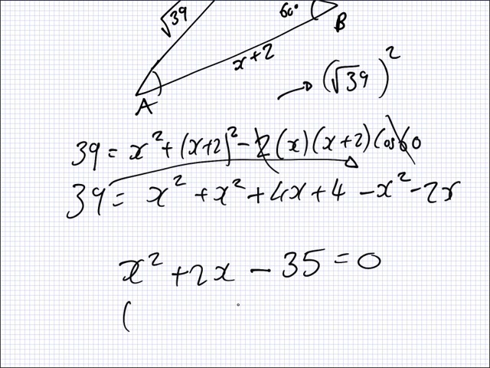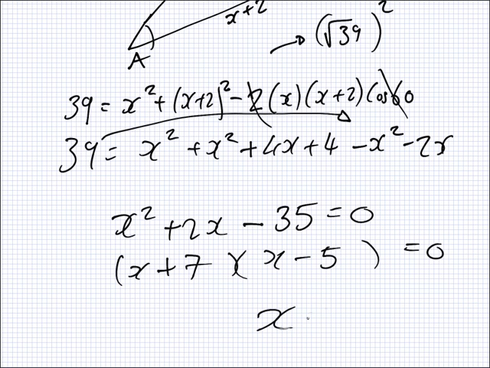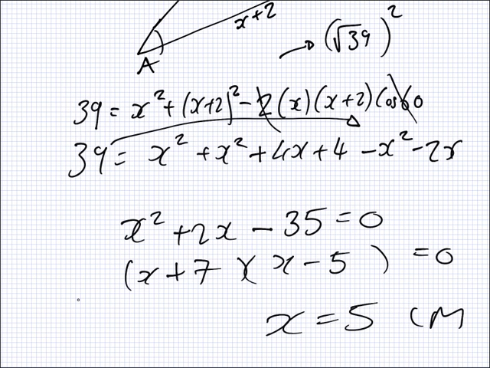Okay, can we factorize this? I think we can. 7 and 5. Yeah. The answer is only 5. Why is the other answer no good? Because it's a negative. Can't have minus 7 as a length. Does that answer it for you? Oh good, I have it right.